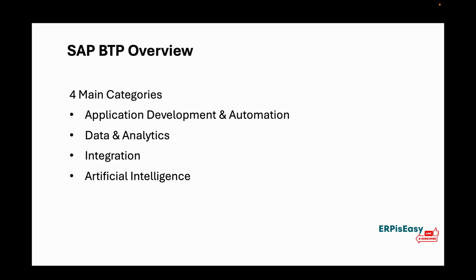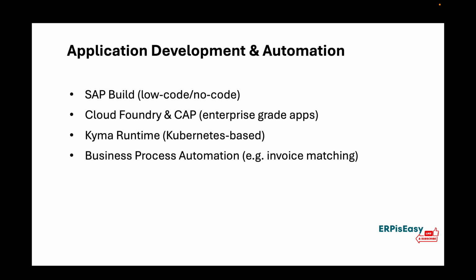Now let's take a look at the various functionalities available within SAP BTP. The functionalities offered by BTP are mainly divided into 4 categories: application development and automation, data and analytics, integration, and artificial intelligence. Within application development and automation, we have SAP Build, which is a low-code, no-code tool. It allows you to develop simple apps without writing code. You can just use the drag and drop functionality and create apps with simple workflows. For more complex enterprise-grade apps, you have Cloud Foundry and Cloud Application Programming options. Using these, you can build high-complexity applications with programming languages such as Java, Python, ABAP, Node.js, etc.